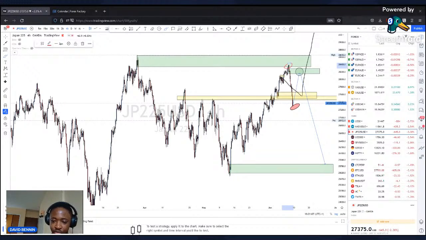Looking to sell a double top, but price breaks it before selling. What do you think about the US economy in near future?